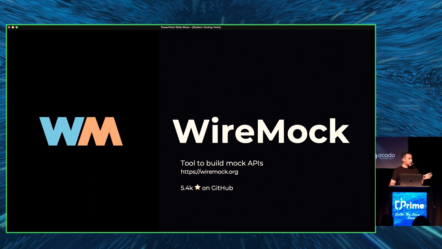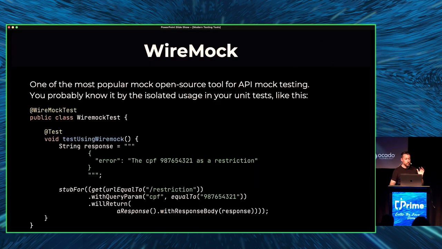They have a lot of stars on GitHub. And what WireMock does, for me, it's one of the most popular because I've been using it a lot for quite a while. It's an open source tool for mocking anything. And normally, how we use WireMock, I believe how you guys use WireMock and how I was using WireMock: I have a stub, so when I get the URL that has a restriction, with a query parameter for that specific value, return that response error.